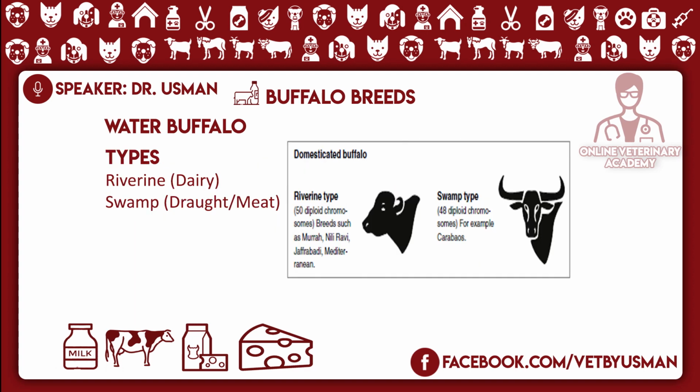If we talk about the water buffalo, these are further of two types. One is riverine, which is used for dairy purposes, and the second is swamp, which is used for draft or meat purposes. There is a genetic difference between these two types of water buffalo. The riverine buffalo, which we call the dairy buffalo, has 50 diploid chromosomes. So these breeds have more chromosomes than the swamp buffalo, which has 48 diploid chromosomes. Examples of riverine buffaloes are Murrah, which is native to India, Neeli Ravi, which is native to Pakistan, Jafrabadi and Mediterranean, and a swamp buffalo example is Carabao.